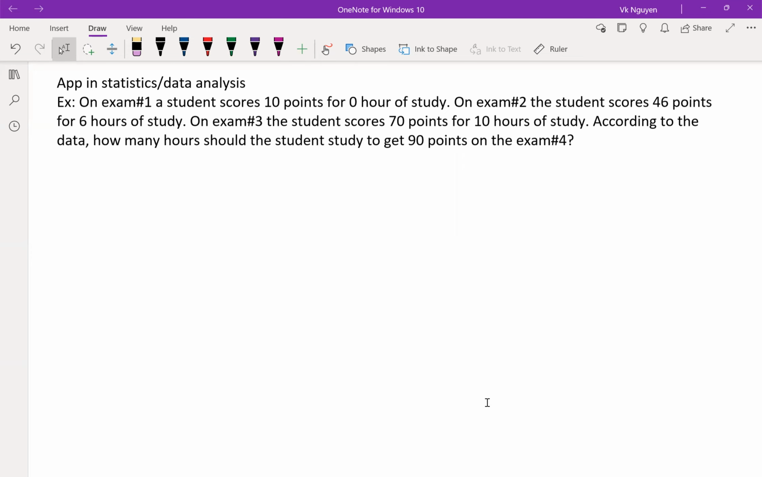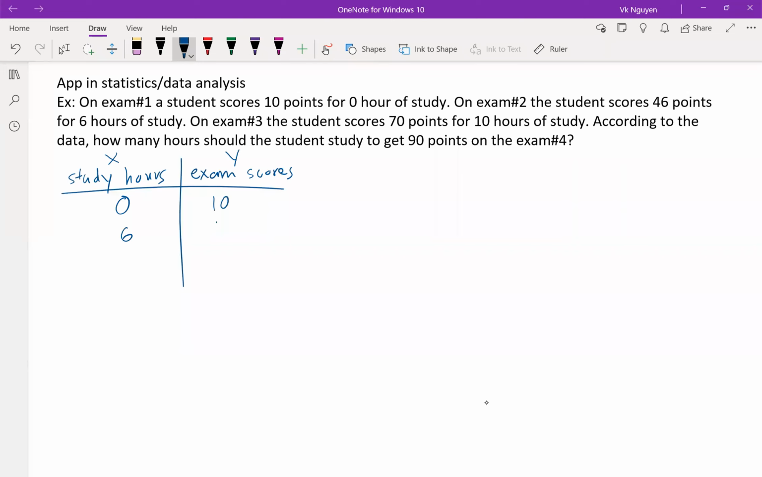To do this problem, we've got to figure out a way to sort the data. And the best way to sort the data is to use a table. The score depends on the study hour. Study hour on one side, and on the other side, it's going to be exam score. Study hour, we're going to let it be x, exam score y. 0 corresponds to 10 points. 6 corresponds to 46 points. 10 corresponds to 70 points.